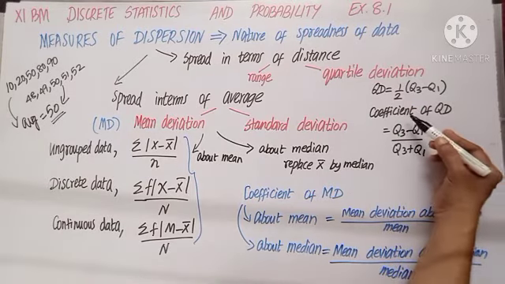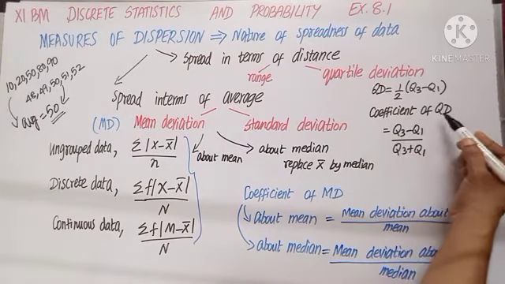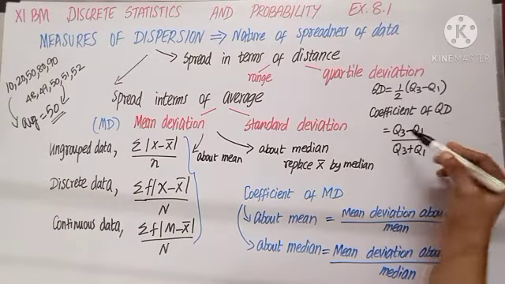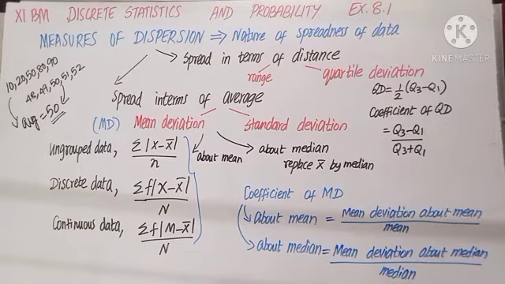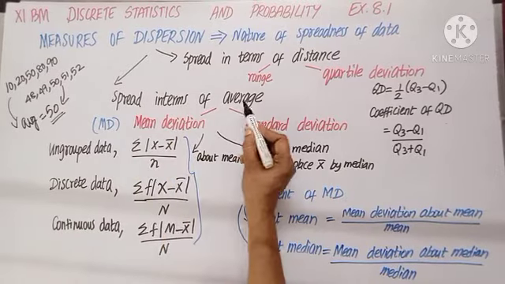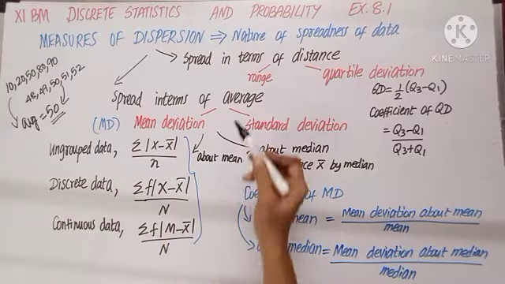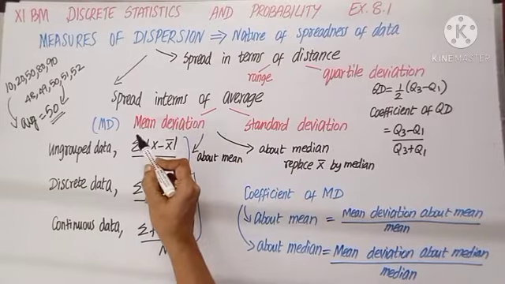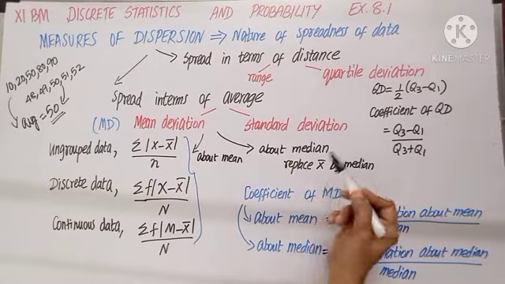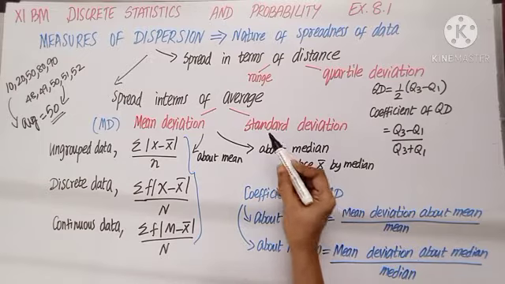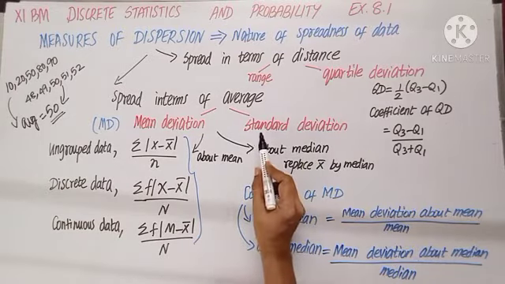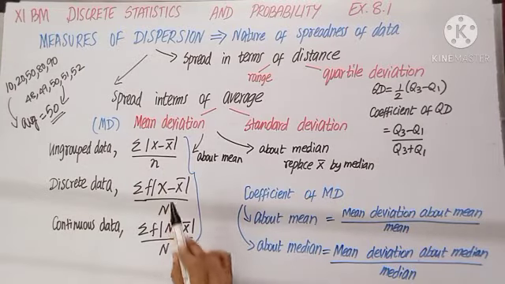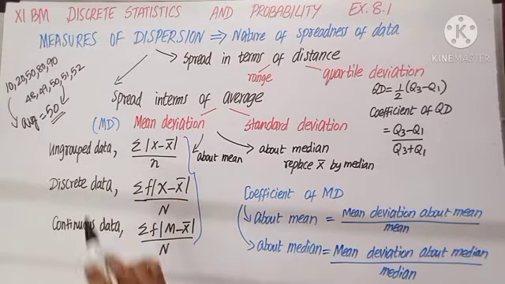Now we need to know what the coefficient of quartile deviation is. It is Q3 minus Q1 divided by Q3 plus Q1. Now, back to the spread in terms of average. When I mean average, I have mean deviation and standard deviation. We have already learned about standard deviation in standard 10. So this year, we are going to concentrate on mean deviation, abbreviated as MD.